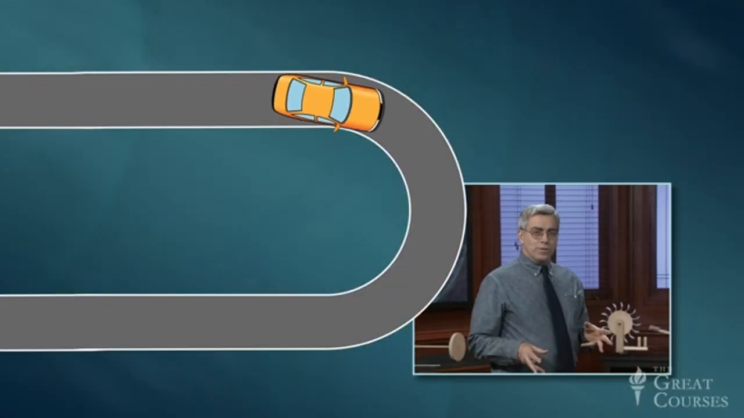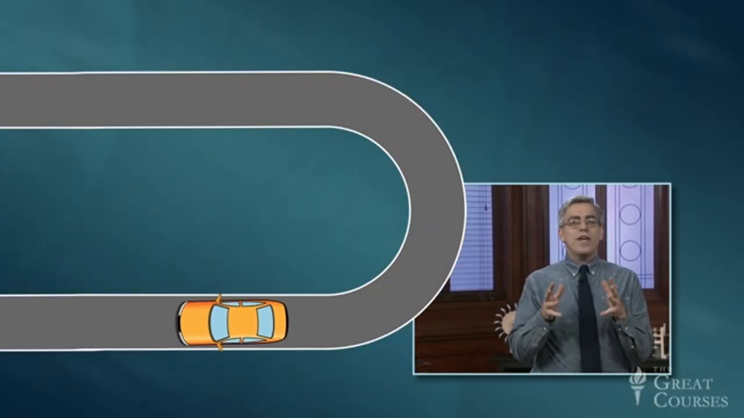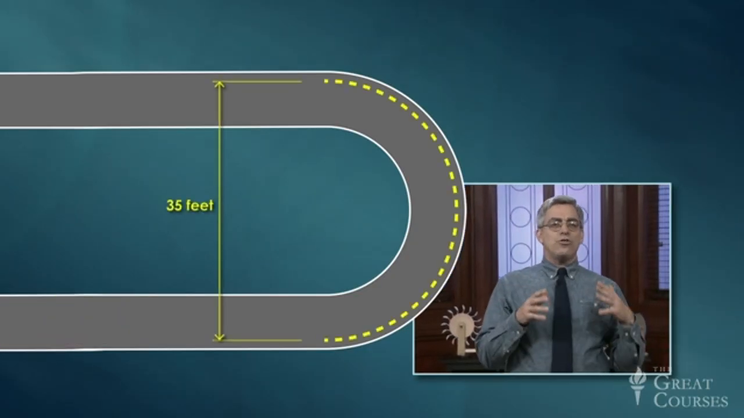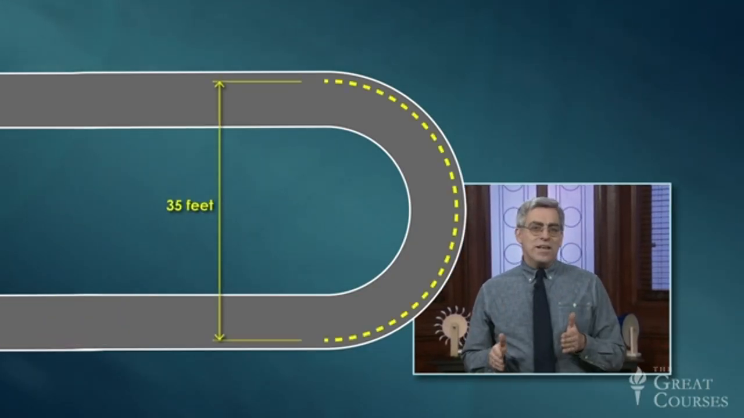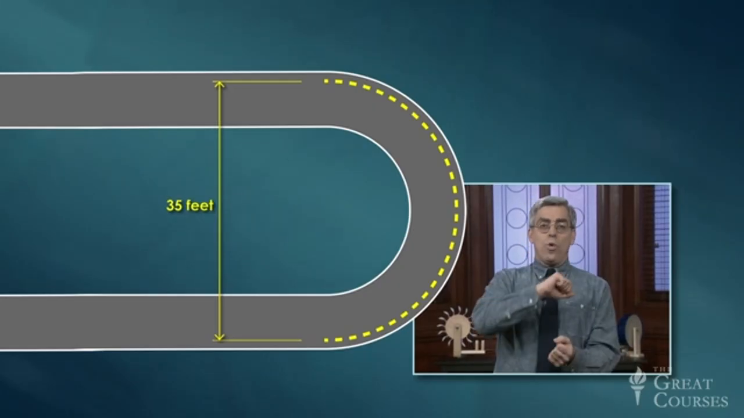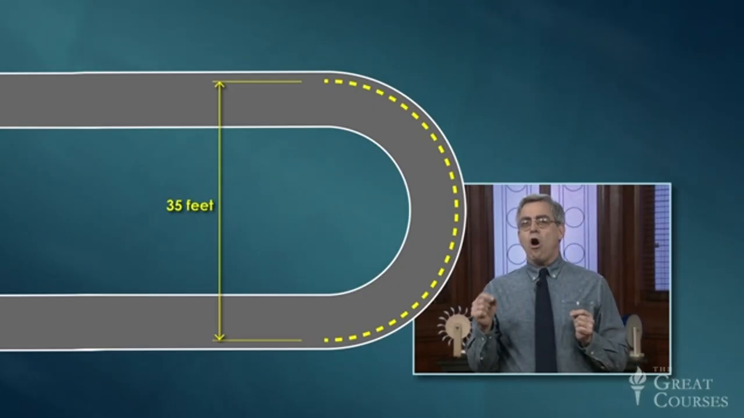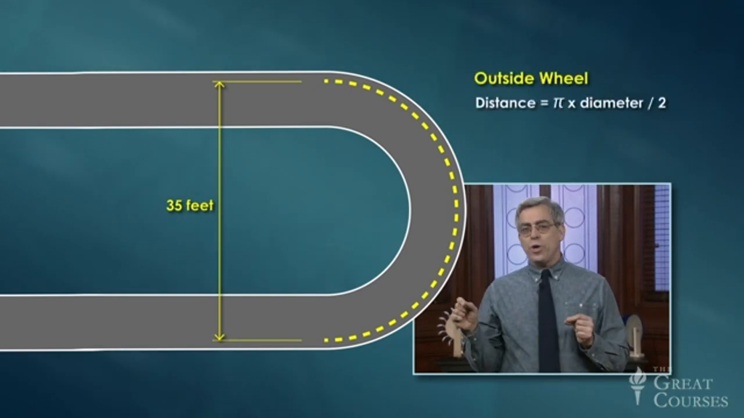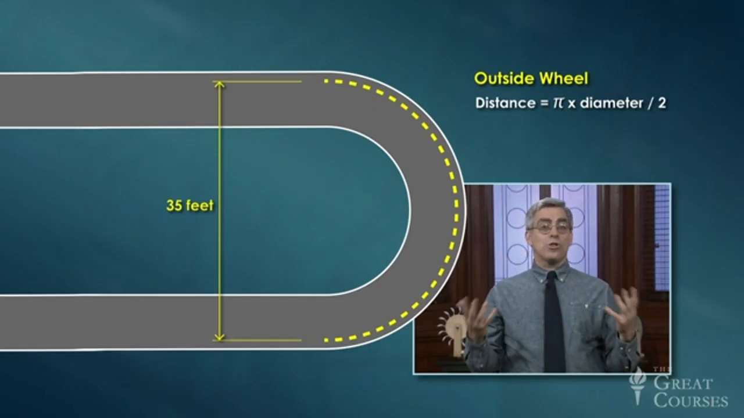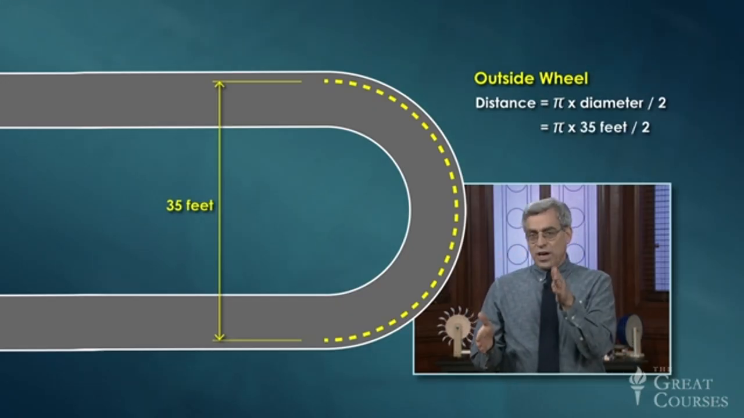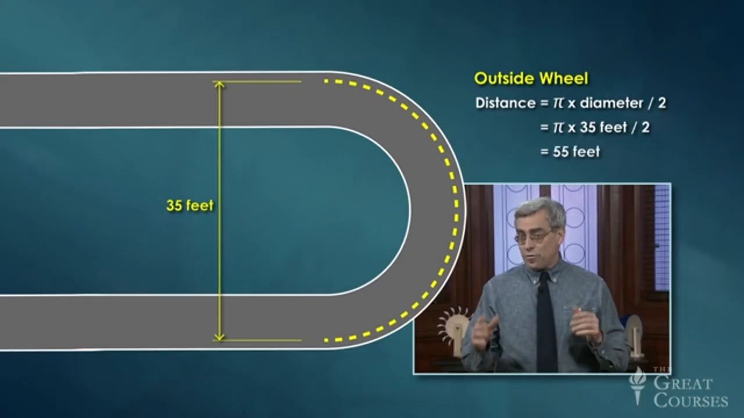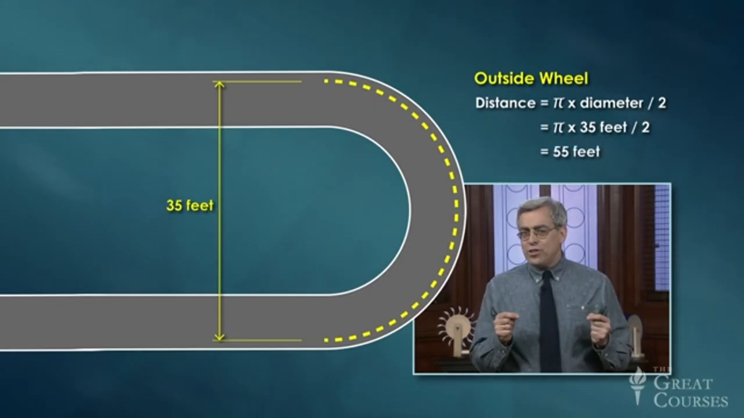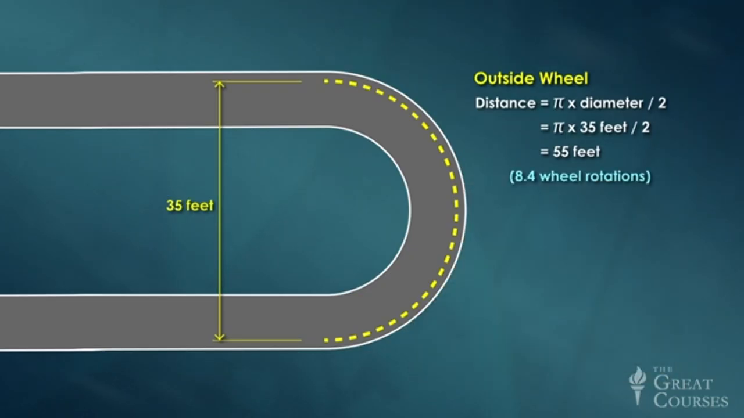Now, to illustrate this last function, let's assume you're driving a car and you decide to make a U-turn. Most passenger cars have a turning circle of about 35 feet, meaning that with the steering wheel turned all the way to one lock, the outer wheels follow a circular arc with a diameter of 35 feet. For this U-turn, the distance traveled by your outer wheels is half of the circumference of the corresponding circle, or pi times the diameter divided by 2, which works out to be 55 feet. If your wheels are 25 inches in diameter, then this distance corresponds to 8.4 rotations of the wheel. That's 55 feet divided by the wheel's circumference.